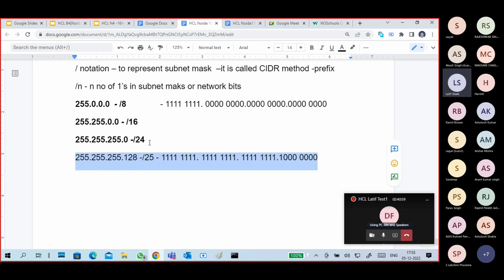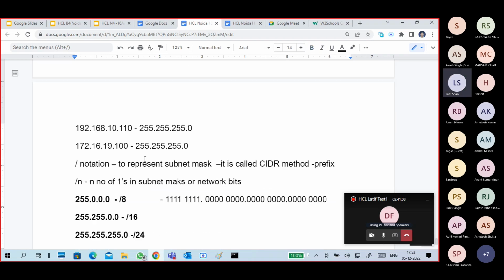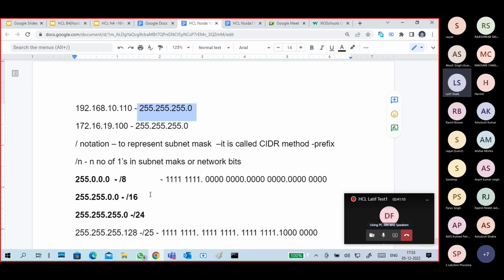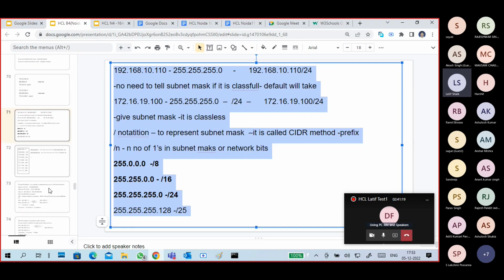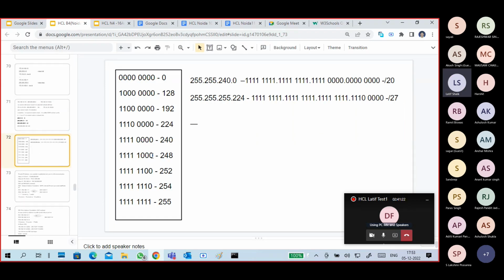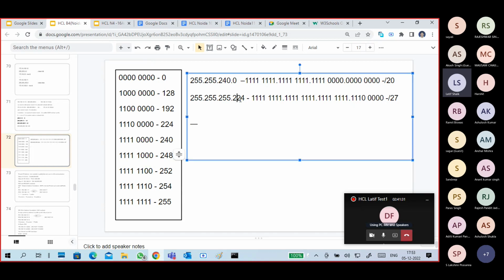What is this slash notation, guys? Slash notation is also called a prefix or the CIDR method. It represents the subnet mask. So you can write a subnet mask like this, or you can write a subnet mask like this also. The simple way is better. Here also I've written, see, it depends upon this chart. Like if you have it like this, then it is 252.